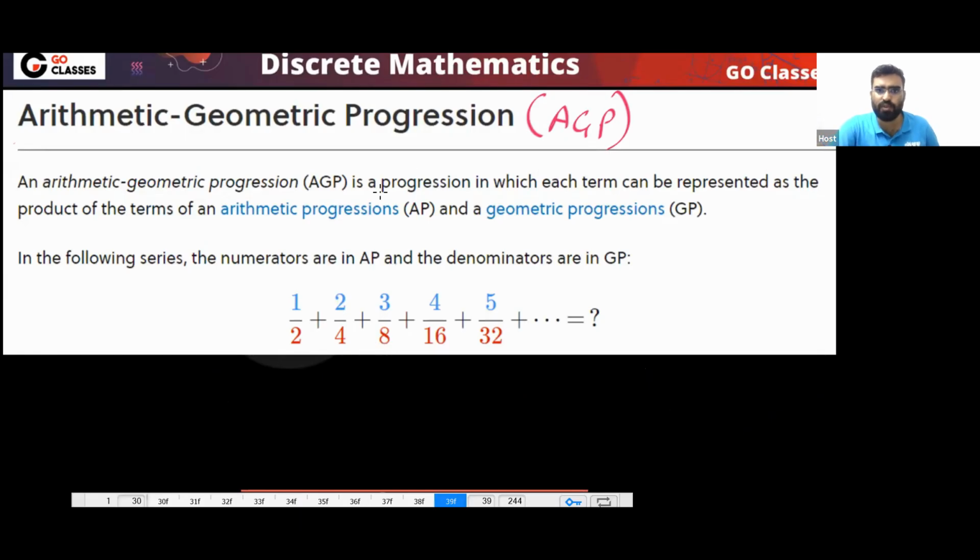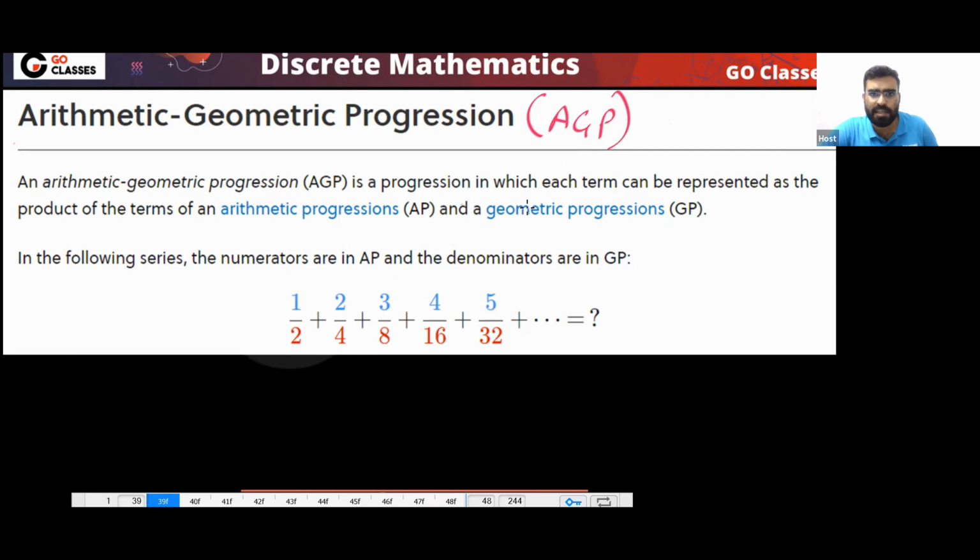In the last class, I was discussing this AGP series, but I think we should discuss it more, because this infinite AGP we use many times in generating functions. Okay, so that is the reason. Let's discuss this AGP series a little bit more. So what is this AGP series?